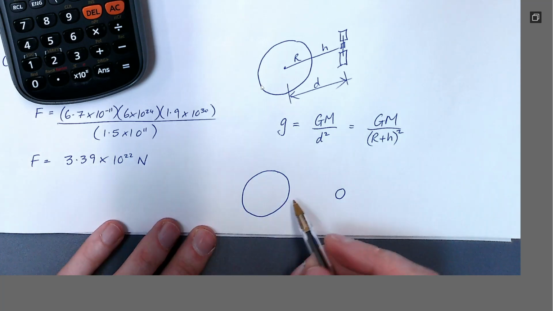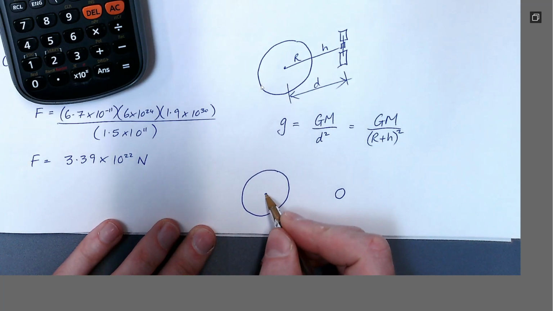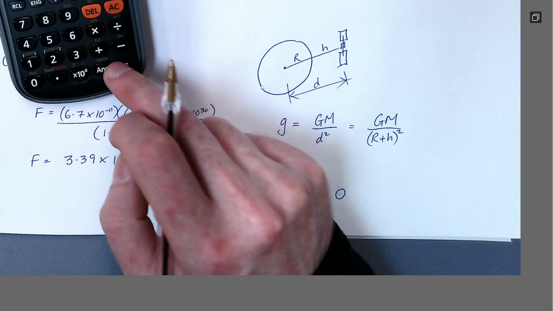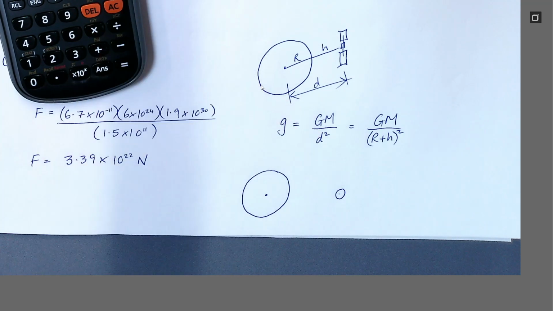Now, the force of gravity on Earth is roughly 9.8 meters per second squared. As we move out, the gravity gets smaller. On the Moon, the gravity is roughly 1.6.